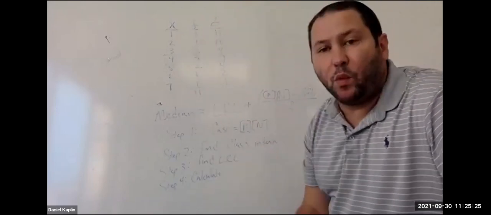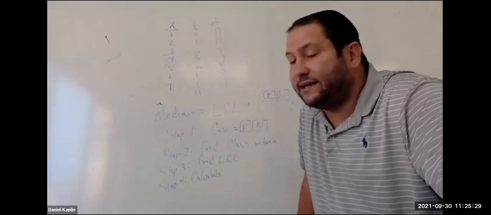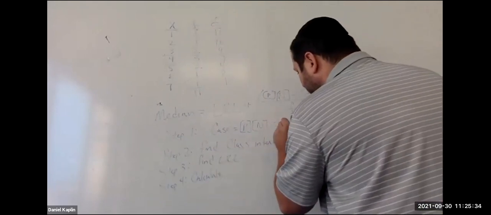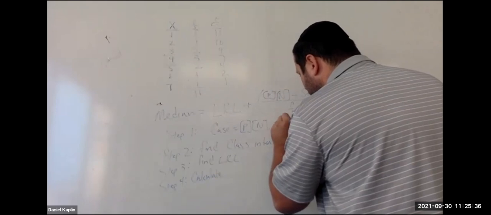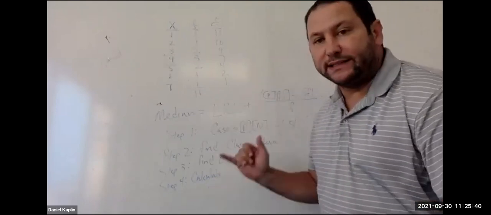All right, so step one, I need to figure out my 50th percentile, right? Which is P times N. We do 0.50 times N. Well, N was 11.